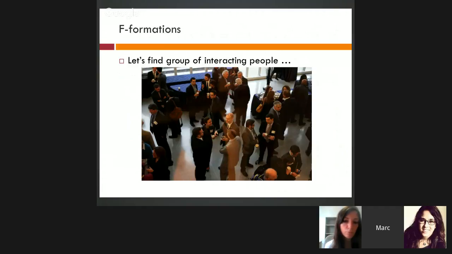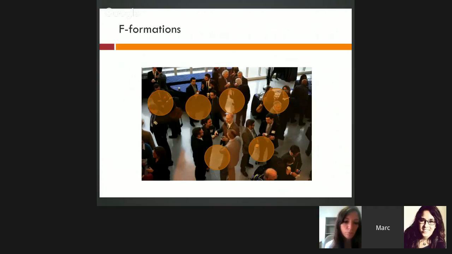Social scientists have previously tried to answer this question: how can we, just by looking at an image, answer the question of whether there is a social interaction or not. So this is a random photo from Google. It's a coffee break of a conference. But just looking at this image and trying to find groups of interacting people, maybe the first one could be this one, and the rest can be found easily.